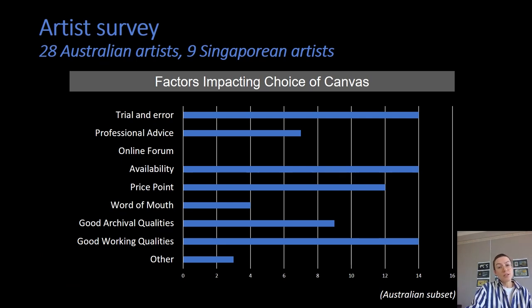In regards to selection, the surveyed artists were more likely to choose their canvases by trial and error, availability, working qualities, and price point. Further, most of the painters purchased commercially primed canvases all of the time. However, when asked to list the priming materials, the most common answers were acrylic, primer, or gesso. When selecting a canvas, many of the surveyed artists were unaware of the priming type and did not vary the canvas according to whether they were using oil or water-based paints.